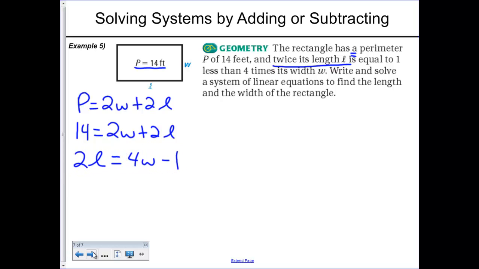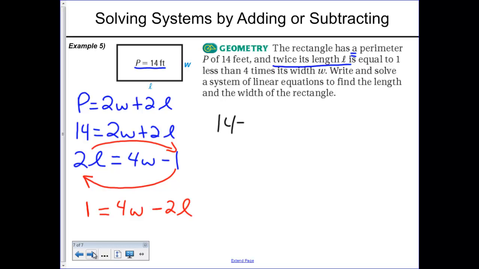The only problem is that the L and the W's are not lined up. So what I have to do is rewrite this equation. And which way am I going to write it? I'm going to bring the 1 this way and the 2L that way. So when I do that, my 1 becomes a positive 1 equals 4W didn't move, so it stays the same. And when I bring the 2L over to the right side, I end up with a minus 2L.